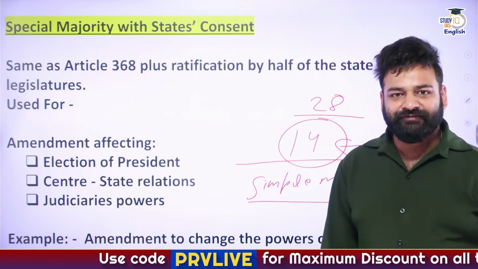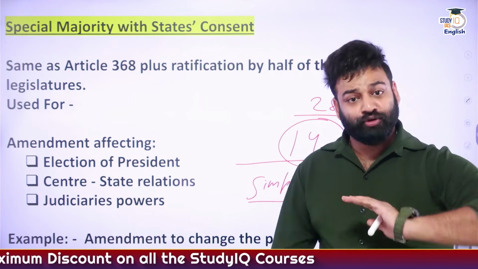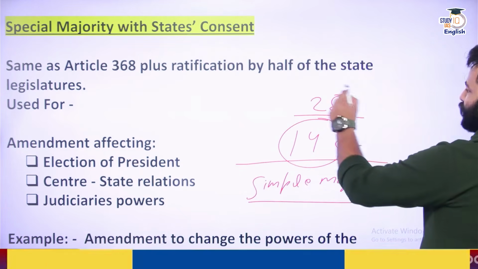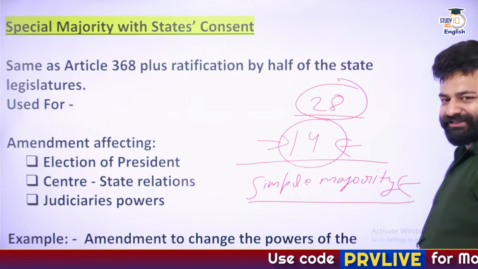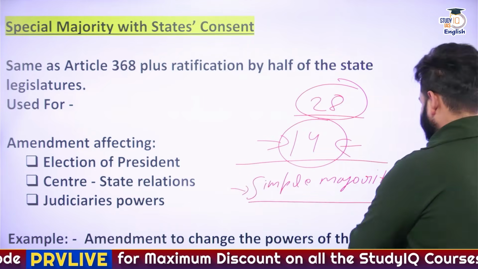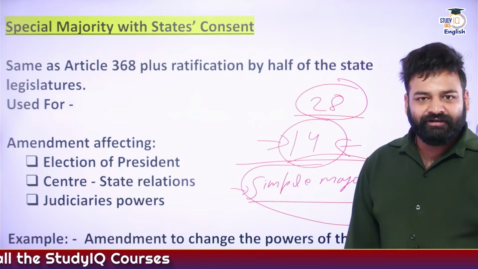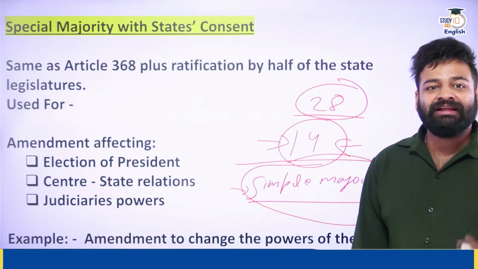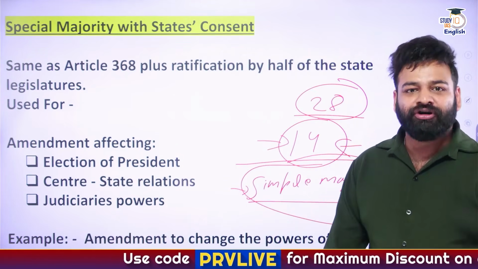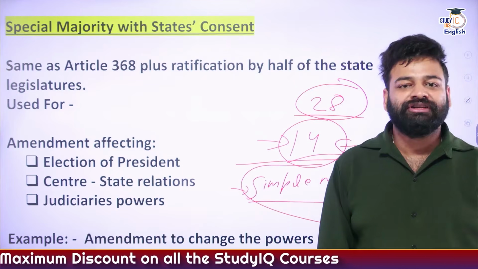So I have passed it from Parliament with 2/3 of the members present and voting, and then majority of the total strength of the house, that is done. And now finally, out of 28, 14 states have ratified that yes, it is good, it should happen. And those states need to ratify it with simple majority only. It is used whenever any amendment is affecting, let's say, the election of the president, the center-state relations, or even the powers of judiciary. In that case, such type of majority is required.